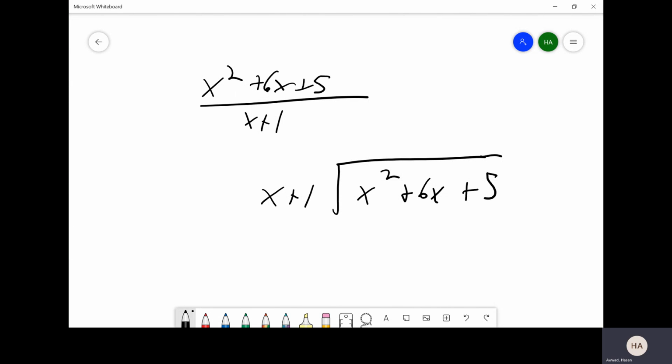Your first thing is to ask yourself, I just want to concern myself with the x. Don't worry about the plus 1 just yet. What do I have to multiply x by to give me an x squared? The answer is x, right? If I multiply x times x, that gives me an x squared. So that's fantastic. We know that we want to multiply by x, so we put our x up top.